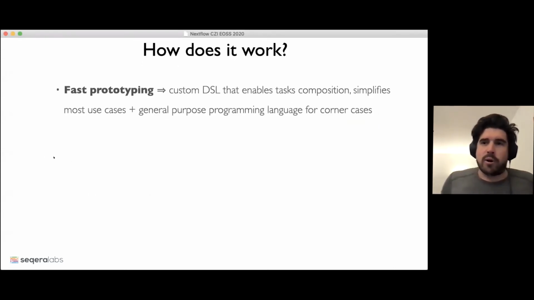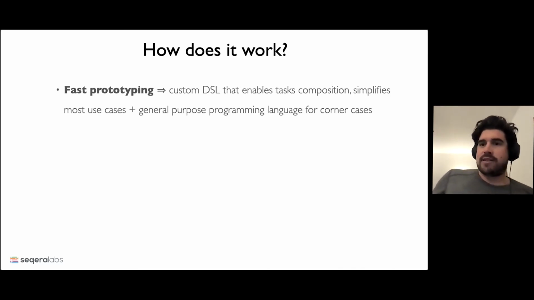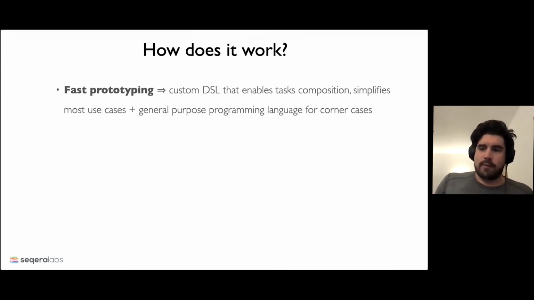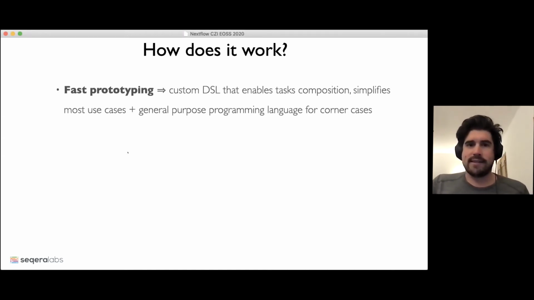In terms of how it works, Nextflow is a DSL. This is a domain-specific language. It enables you to have very fast prototyping. So we've written a syntax on top of another programming language, and that other programming language is called Groovy. You can think of it as kind of Python for Java. In situations where Nextflow itself is not able to perfectly solve your problem, you have access to an underlying programming language for the kind of corner cases.